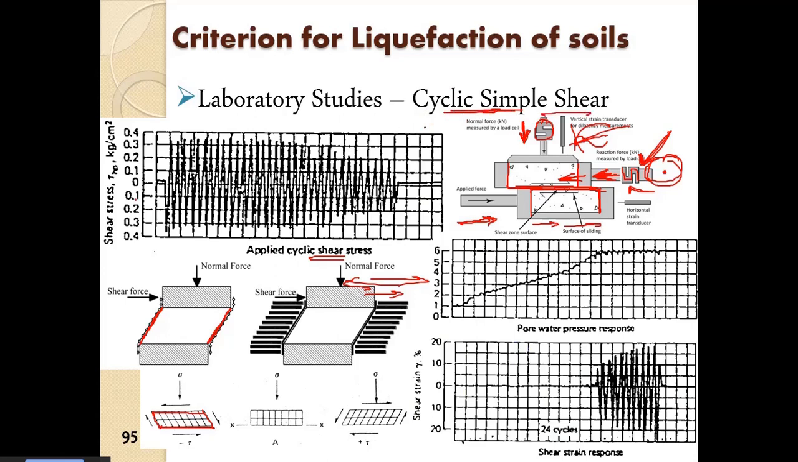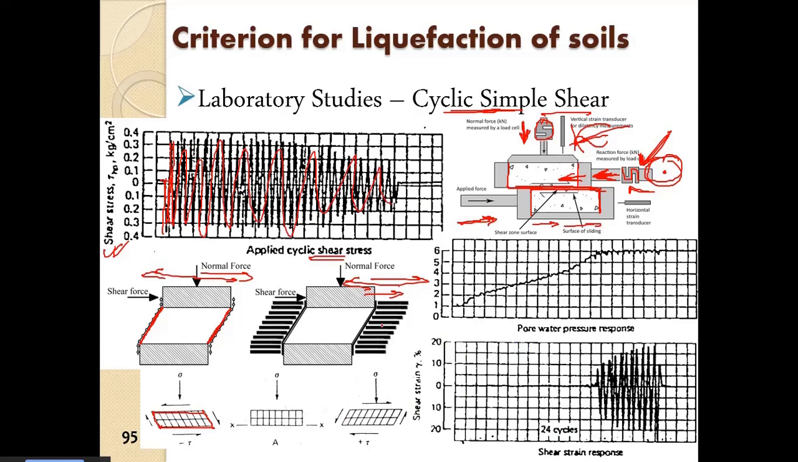You can see this is the shear stress. It goes first in this direction, then it goes in the other direction, then again it goes in the same previous direction. So there is a change in direction with loading cycle. That is the cyclic simple shear.